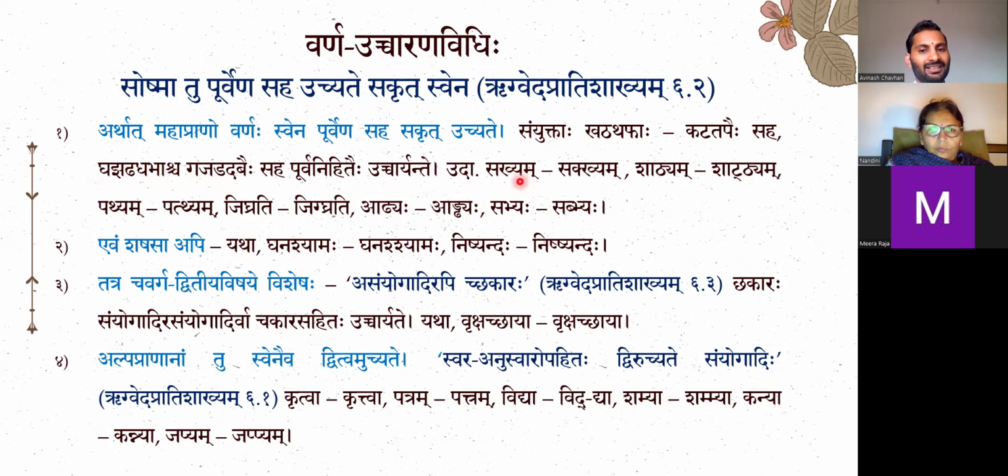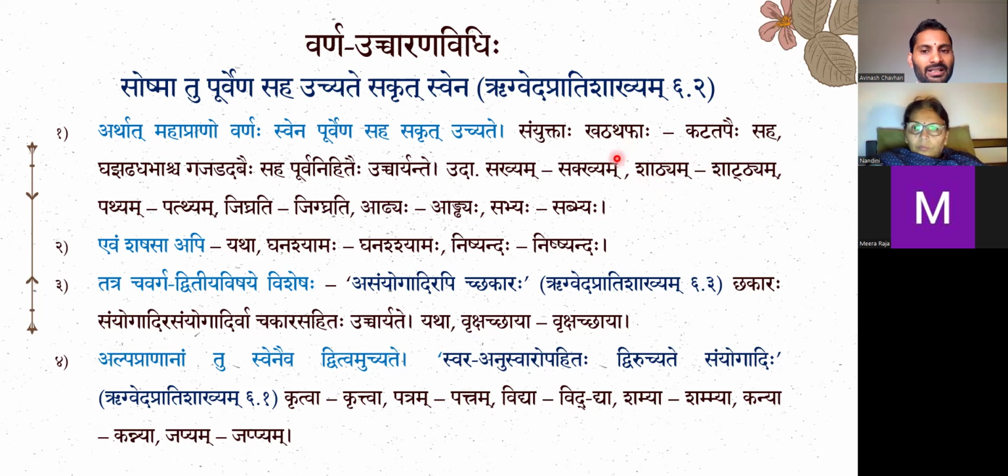For example, saksham: here we find the kha letter. There is a conjunct consonant, sanyukta akshara. Kha is there, and then there is a sa. So while pronouncing this kha, we have to take the help of the ka letter. And what is the pramana for that? Not Paniniya Shiksha directly, but it is discussed in Rigveda Pratishakhyam.